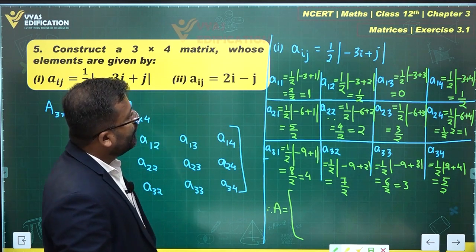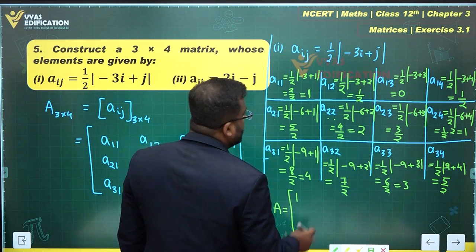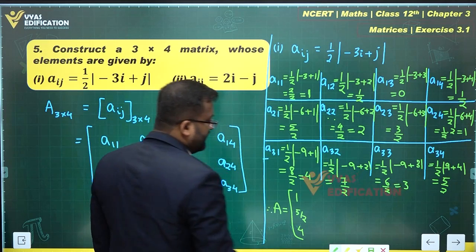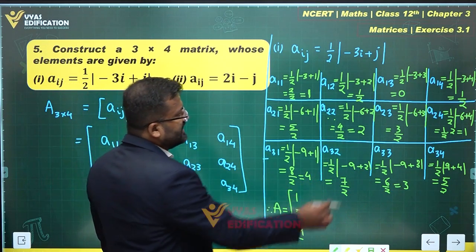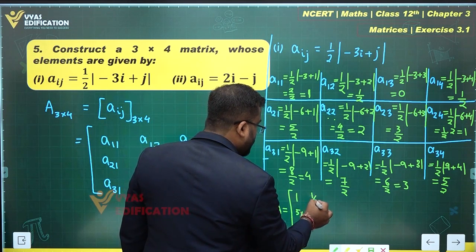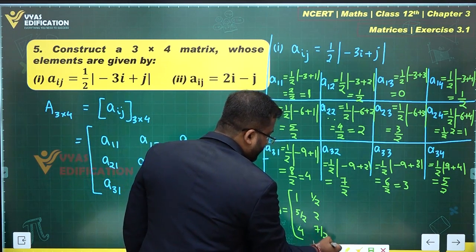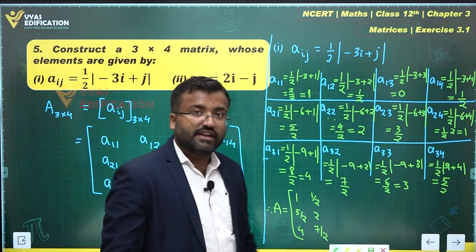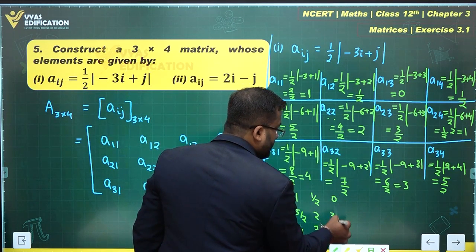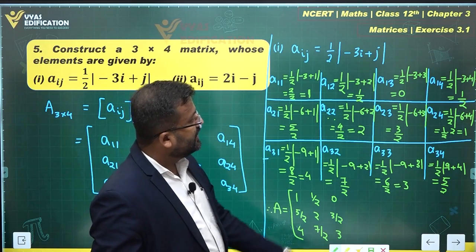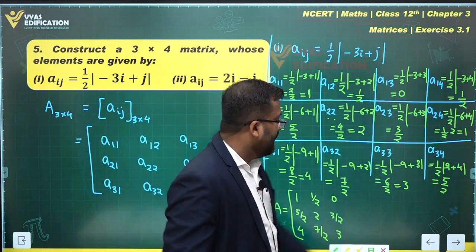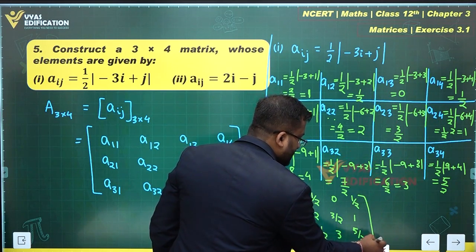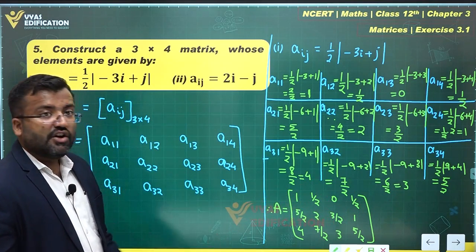what? This will be equal to 1, 1 by 2, 0, 1 by 2. Write the first column first. This is 1, 5 by 2 and 4. These are the elements present in the first column. The second column is 1 by 2, 2 and 7 by 2. The third column is 0, 3 by 2, 3. Those are the elements present in the third column. After the third column, we have the fourth column, that is 1 by 2, 1 and 5 by 2. That is the matrix of order 3 by 4.